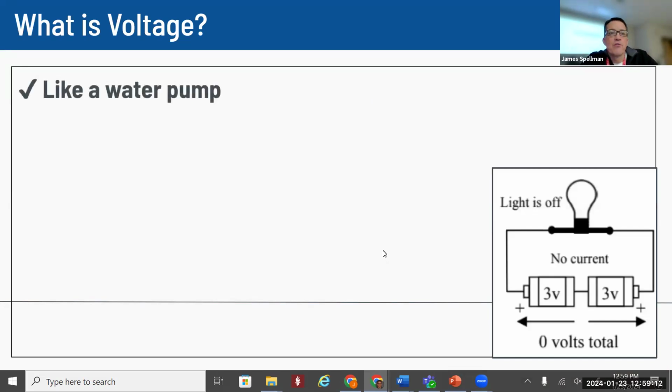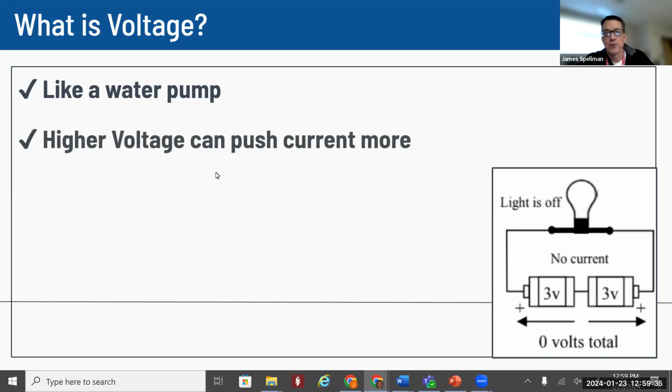Some other things to think of: voltage is kind of like a water pump. With electricity, you can almost think of it like water because it moves. If we need it to move faster, we have to pump it harder, and effectively the battery is our pump. The higher the voltage on the battery, the stronger it's going to be able to pump, the more it's going to be able to move through the wire, and the more energy it's going to be able to transfer. So a higher voltage is going to be able to push current more.